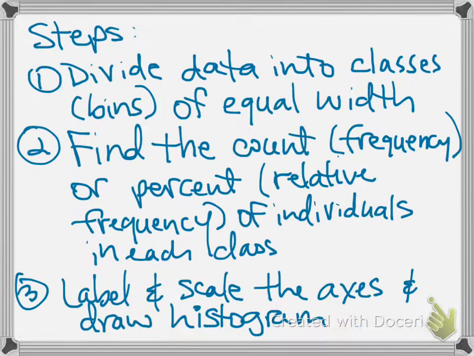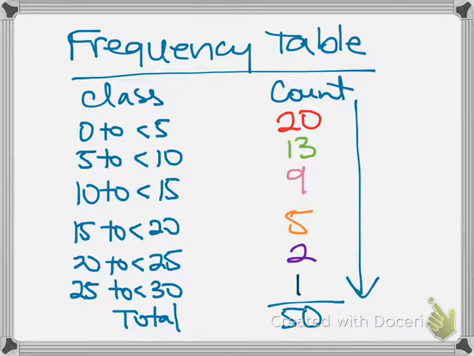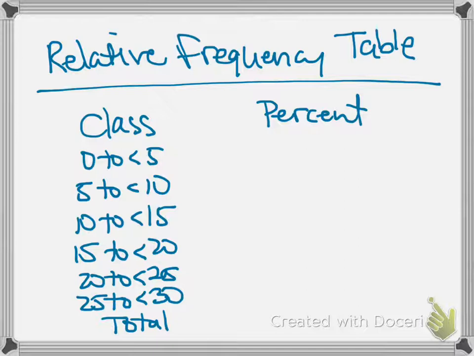Now, if you happen to notice back here on the step slide, in step number 2, I said you could also find the percent, otherwise known as the relative frequency of the individuals in each class. So this is really just building on what we did, but instead of representing the counts like we did in this column, we're going to represent the percentage of states that each bin represents. So we're just going to create a relative frequency table.